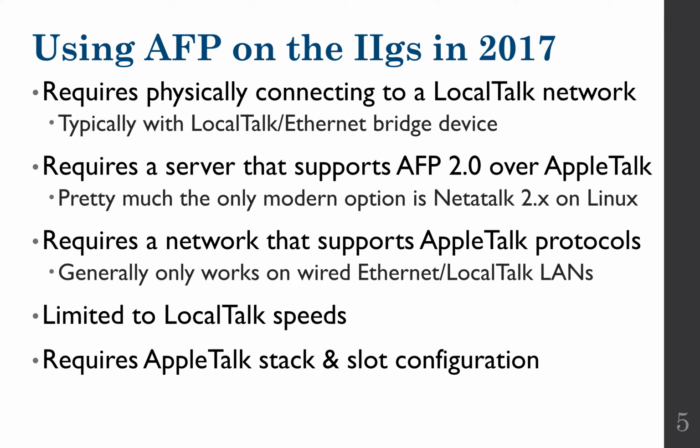Since you're using LocalTalk, you're also limited to the speed of LocalTalk networks, and you can't take advantage of the Ethernet cards that are out there for the 2GS these days, which can deliver significantly faster speeds. You also require a server that supports AFP version 2.0 over AppleTalk networks, since that's all that the 2GS supports. There were a number of options for this in the past, but pretty much the only modern one is NetAtalk version 2.x on Linux. And in fact, even that's not fully up to date, because NetAtalk is now up to version 3.x, which no longer supports AFP 2.0 or AppleTalk networks.